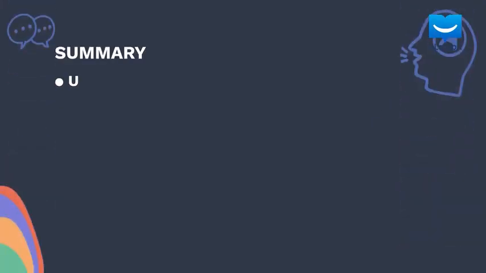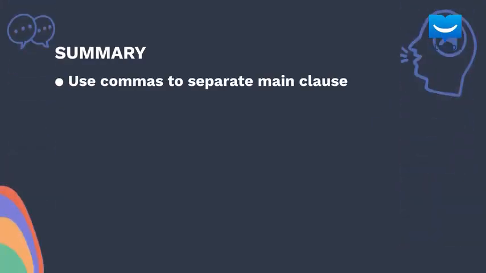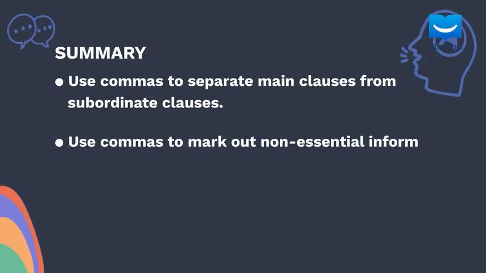In summary, use commas to separate main clauses from subordinate clauses and to mark out non-essential information in a sentence.